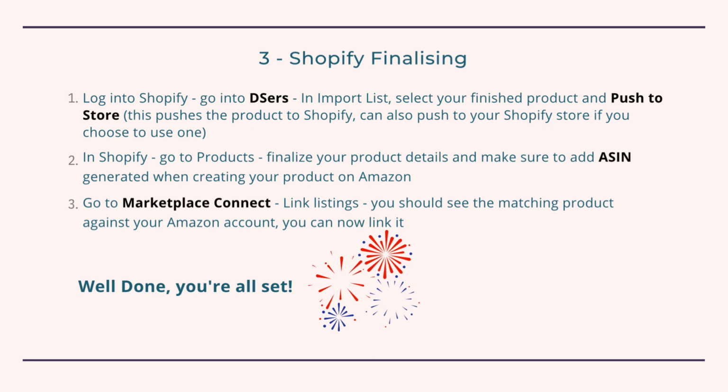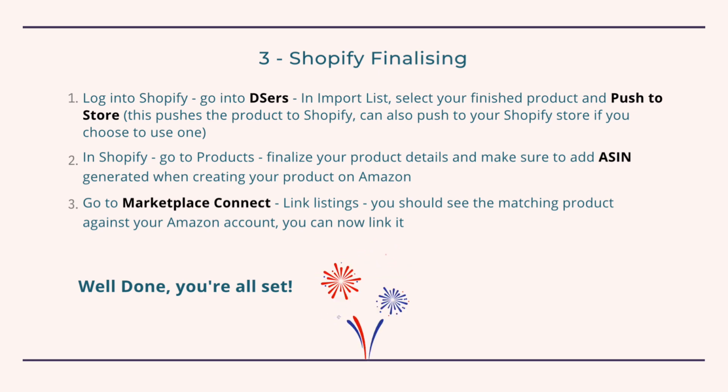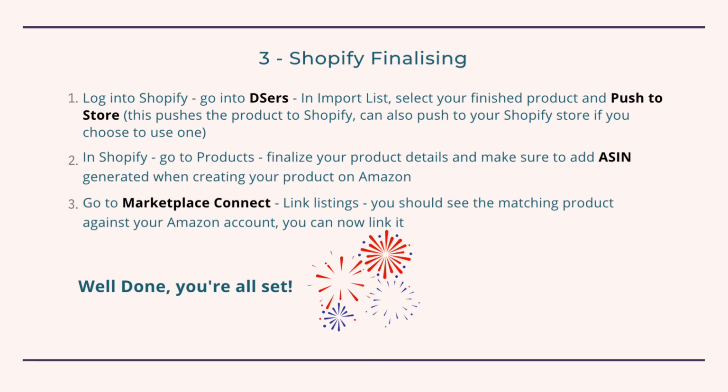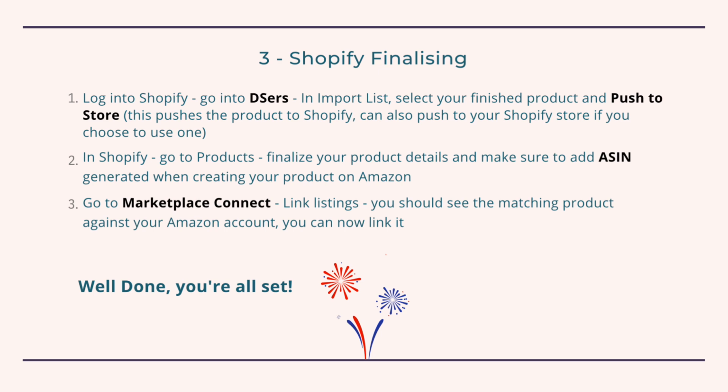Okay, next is the final step, which is the Shopify finalizing. Log into Shopify, go into DSers, in Import List, select your finished product, push to store. This pushes the product to Shopify and can also push to your Shopify store if you choose to use one. Next step is in Shopify, go to Products, finalize your products and make sure to add the ASIN number, which was generated when you created your product on Amazon.